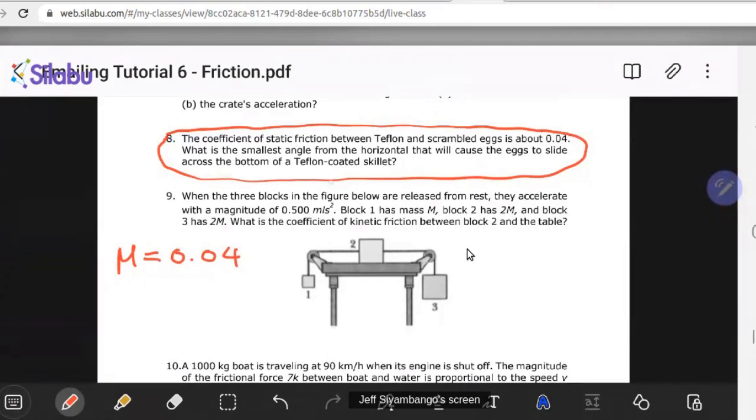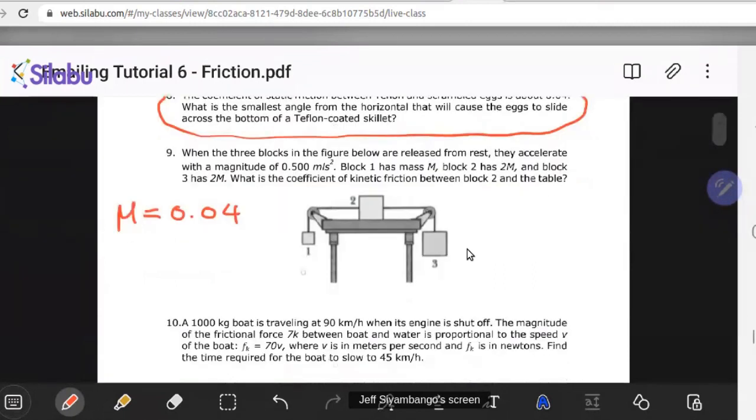Okay, let me just sketch it. Just picture the egg to be something like this. It is on a horizontal surface. Let's pick that to be our horizontal surface. Now, the question is saying the smallest angle. So it's like the egg is being tilted, as in whatever this object where the scrambled egg is, it's being tilted.